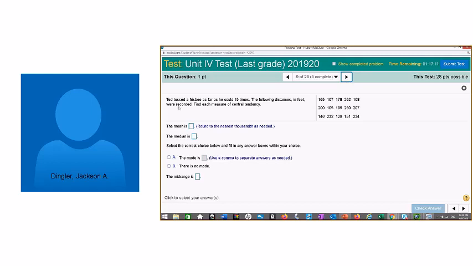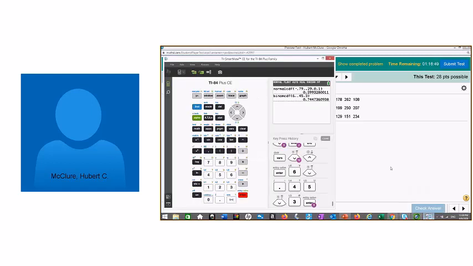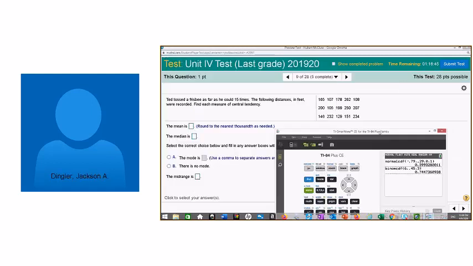Ted tossed a frisbee as far as he could 15 times. The following distances in feet were recorded. Find each measure of central tendency: mean, median, and mode. So take a minute and put it in your calculators. I'm going to do it in a spreadsheet. Well, we could do it in your calculators. I'm going to cover up the bottom right now. I don't care about the questions.